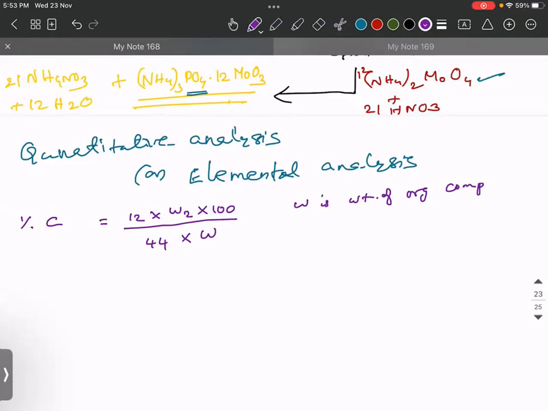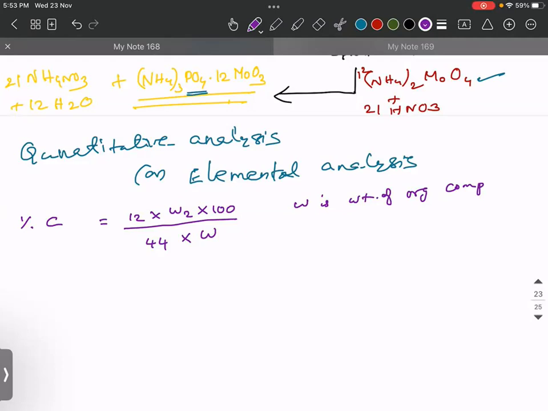So in this method, what can they do? They will take the organic compound and burn it in excess oxygen, and it will pass through copper oxide. The carbon and hydrogen present in your organic compound will be oxidized into carbon dioxide and water. Hydrogen becomes water, carbon becomes carbon dioxide. They will measure the mass of water and CO2 produced using the calcium chloride tube and the copper sulfate tube. Anhydrous copper sulfate is colorless white. When it is hydrated, it becomes blue.